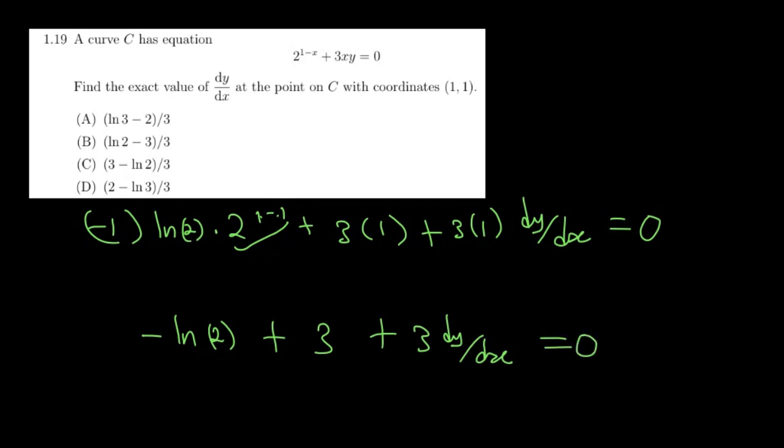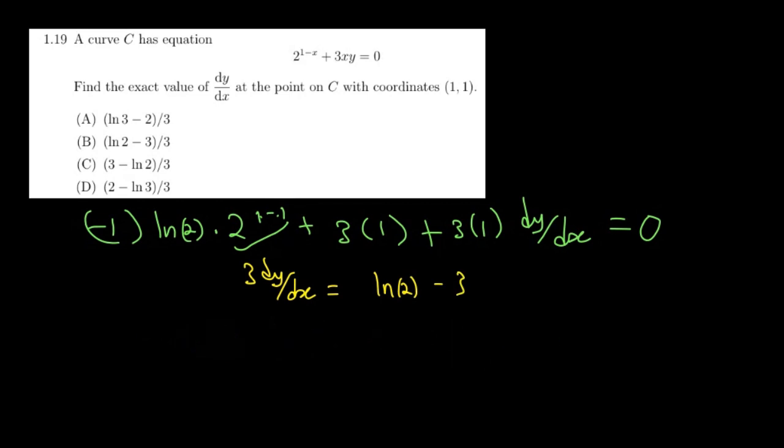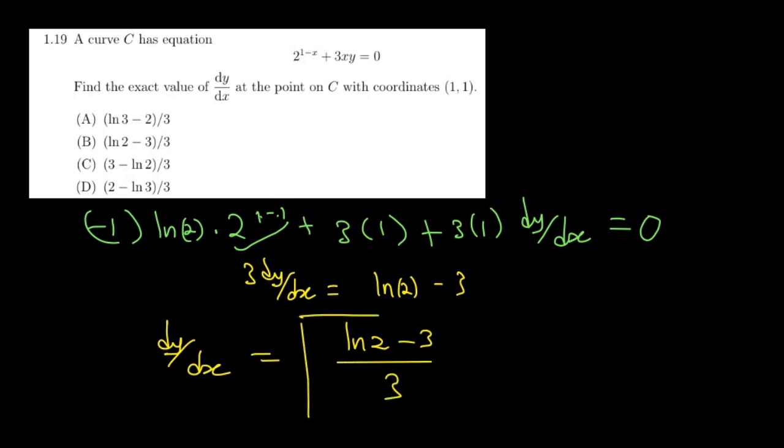So I can take these to the other side so that I'll have 3 dy dx equals ln 2 minus 3. Okay, and then I divide both sides by 3. So it means my dy dx will just be ln 2 minus 3 over 3. So you check the one that has this answer here. We see that it's B. Okay, that's all for that.